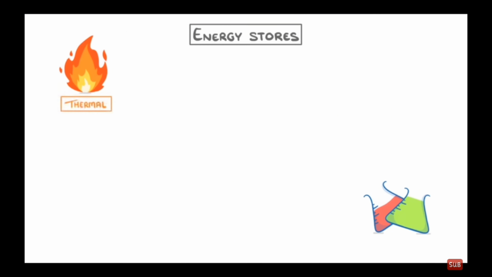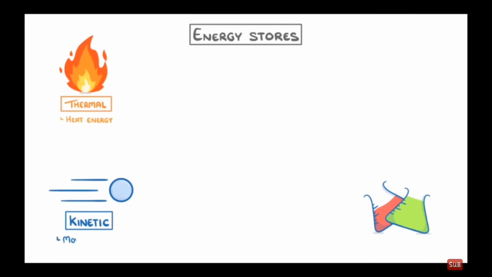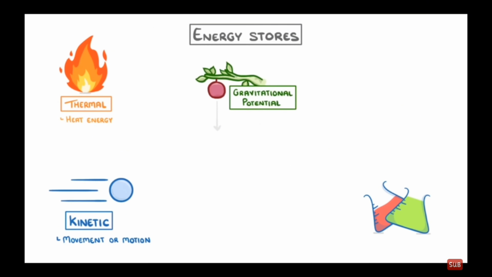Whenever energy is transferred to an object, the energy is stored in one of that object's energy stores. We take a look at each of them in other videos, but to give you a basic idea, there's thermal or internal energy, which is basically the heat energy trapped within an object and is related to the temperature of that object. Kinetic energy, which is associated with the movement or motion of an object. Gravitational potential energy, which is the energy that an object possesses because of its position in a gravitational field.